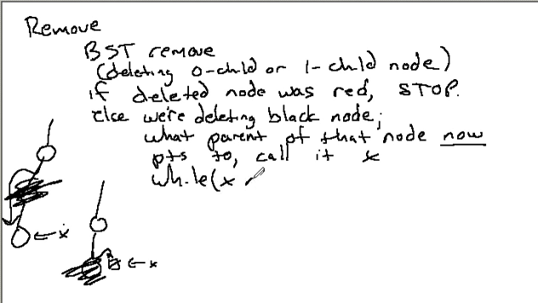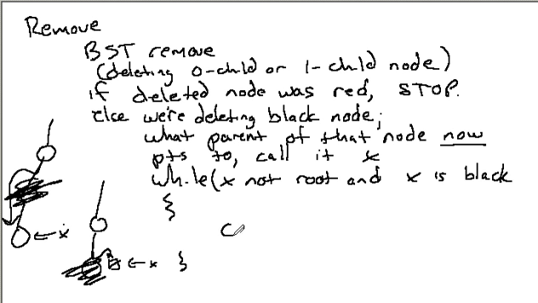while x is not the root and x is black. We'll have our cases in here, and that's what we'll talk about next. When we finally exit this while loop, we will exit it because x was the root, or because x was red, or perhaps both. In any case, when we're done, we're going to make sure to color x black.